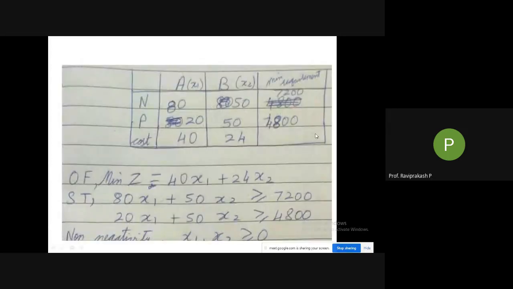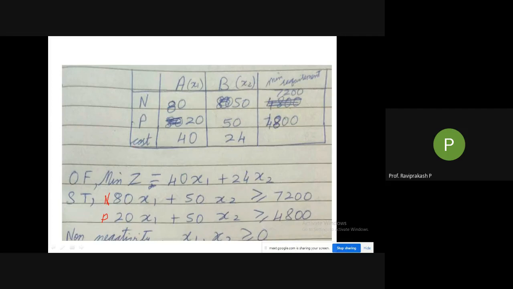Then this was the table that we prepared, and using the table we have found the objective function. Then these two constraints. I had written this for nitrogen, I'll write it again. This was for nitrogen, and this was for phosphorus. We have seen this till here. Does anybody have a doubt here? Otherwise I'll briefly explain what we did.